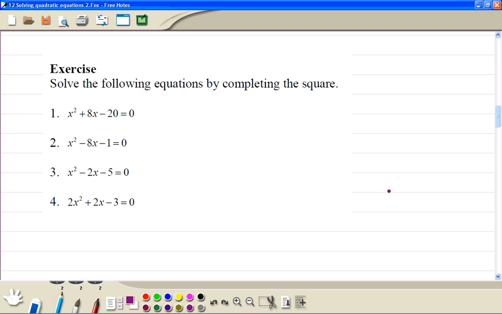Do these questions yourself. When you've done them, then check the answers. Answer for number 1 is minus 4 plus or minus 6, which means x is equal to minus 10 or 2. Number 2 is 4 plus or minus root 17.